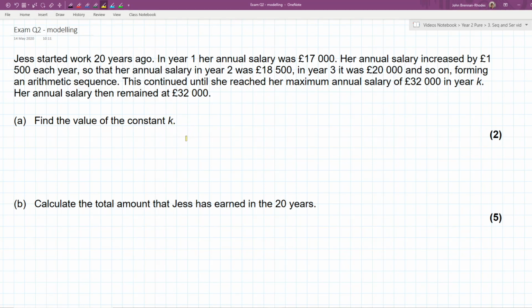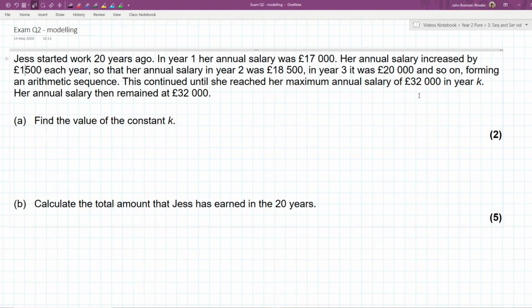Okay, so what information can we get from this question? Well, it started 20 years ago. In year one, her annual salary was $17,000. Her annual salary increased by, and I think that should say £1,500 each year. So that her annual salary in year two was $18,500. So increasing by 1,500. So that means her first salary was 17,000, and that's A. And it's increasing, so it's arithmetic, by £1,500 each year.